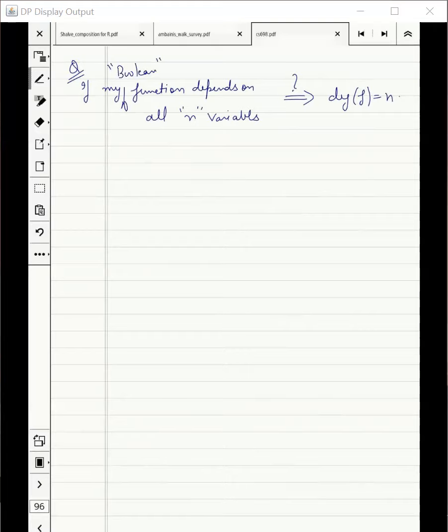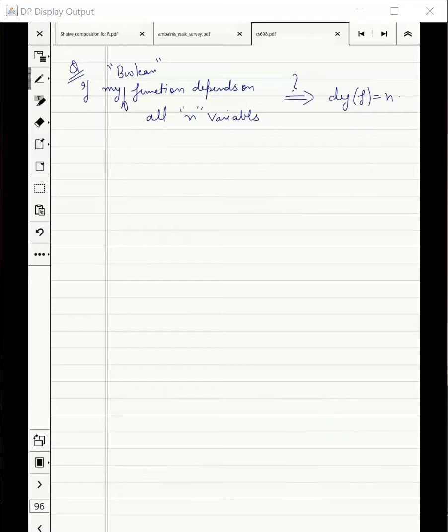Make sense? This is a more obvious question to ask instead of the previous question we were asking, right? Questions? Okay. The question is clear, right? We have a Boolean function which depends on all n variables. Can it happen that the degree of f is less than n?